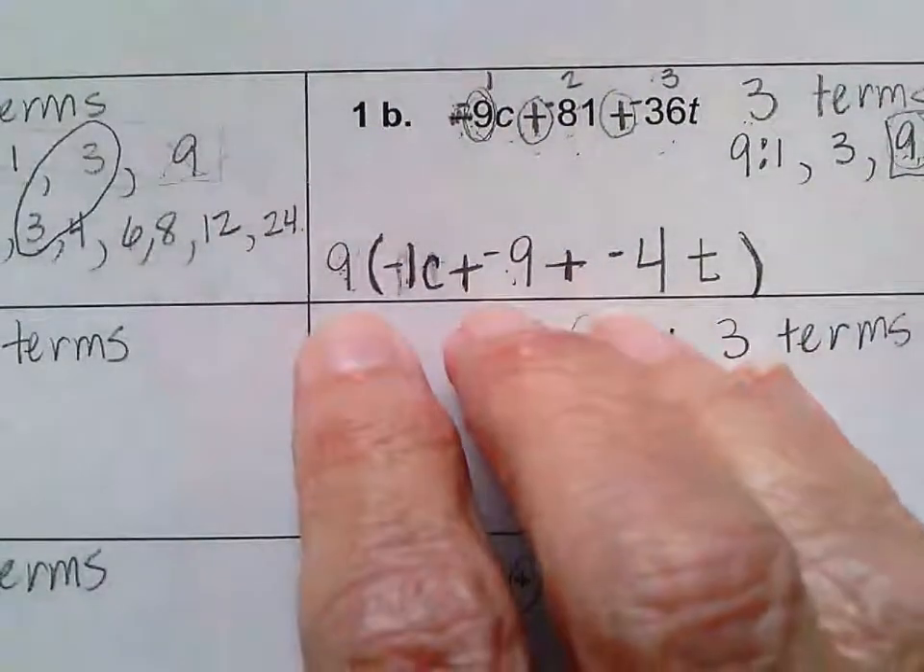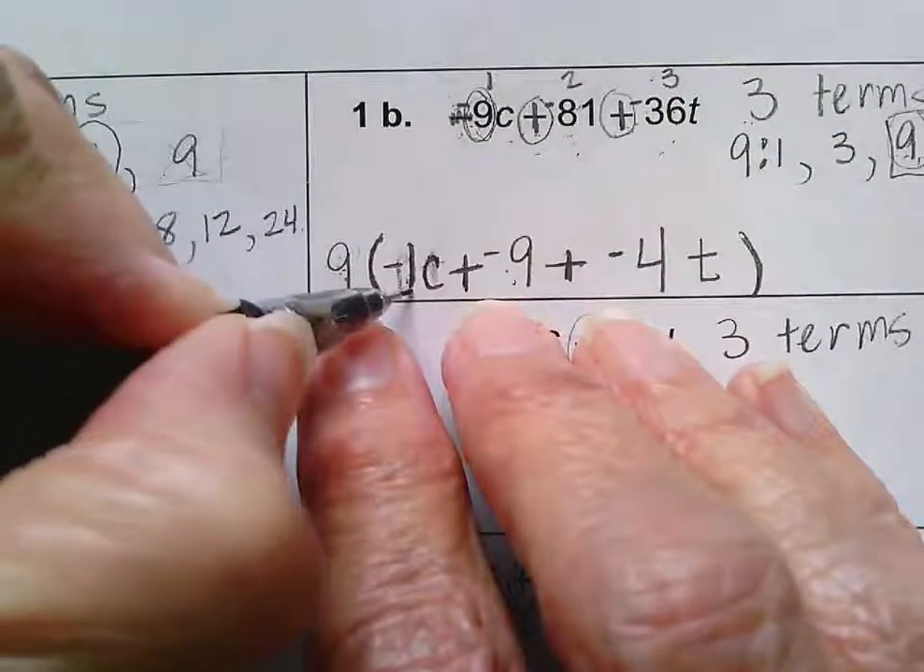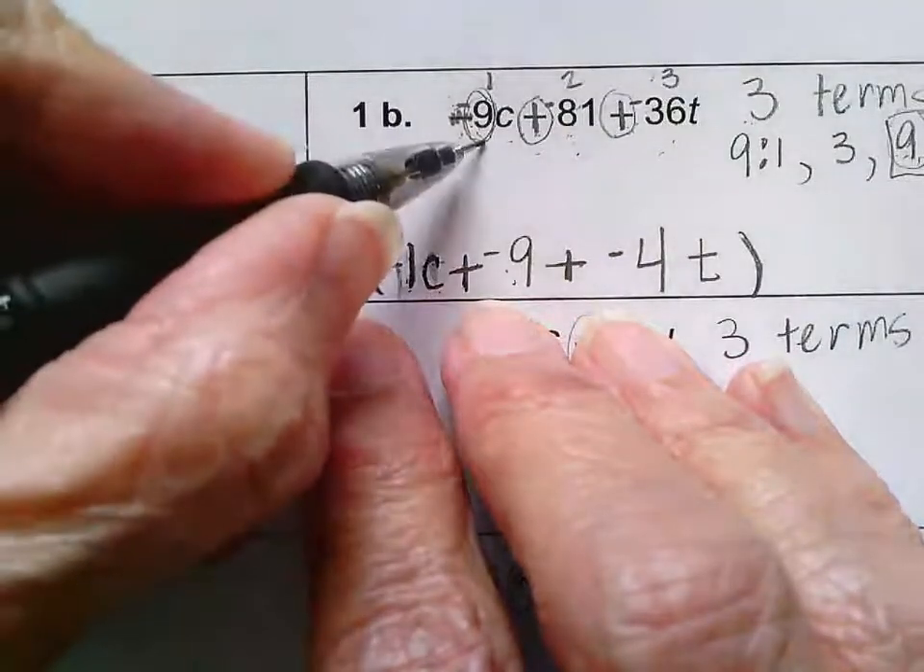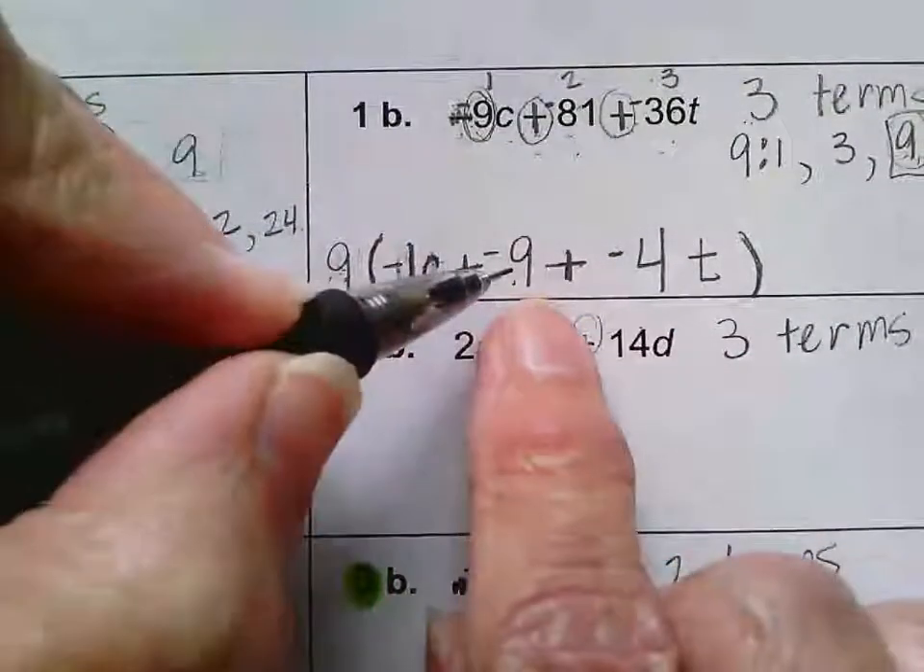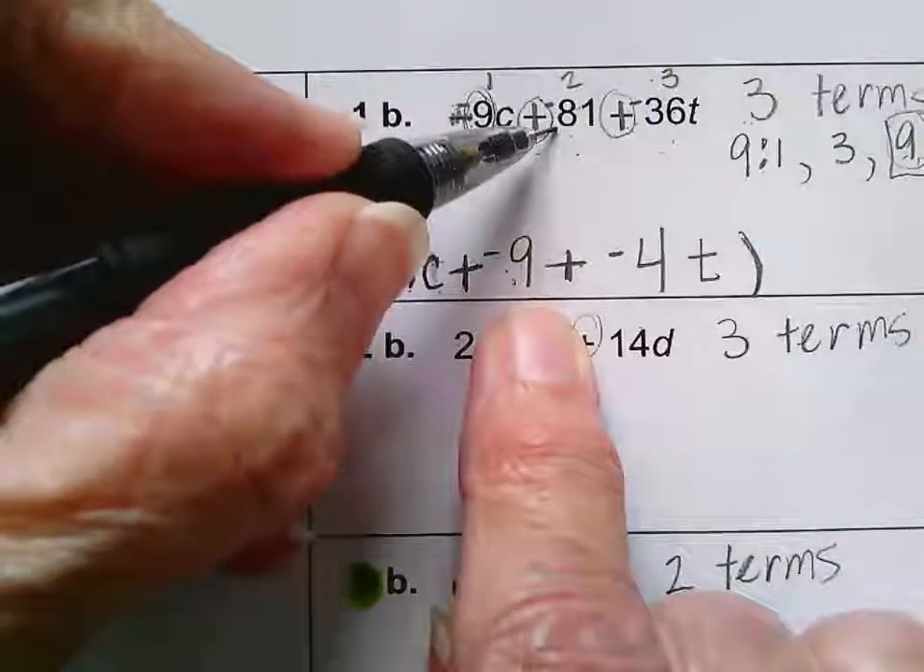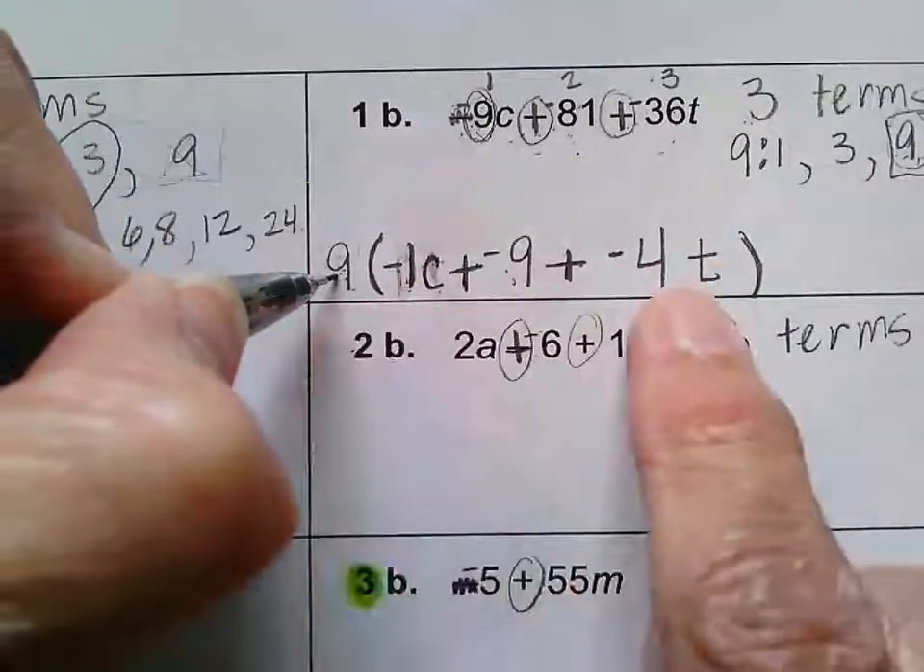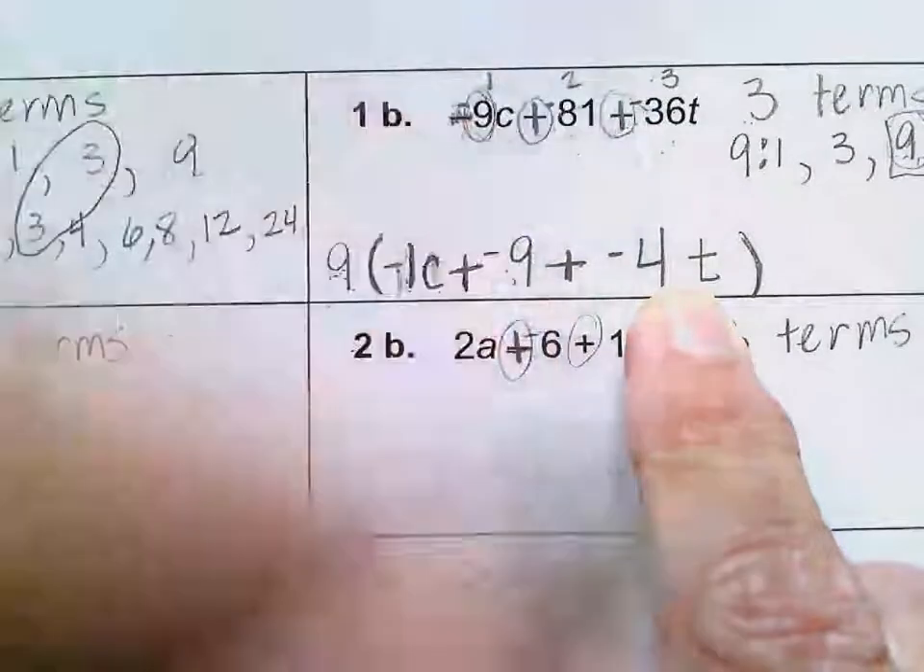This is my answer, because 9 times negative 1c is negative 9c. 9 times negative 9 is negative 81. 9 times negative 4t is negative 36t.